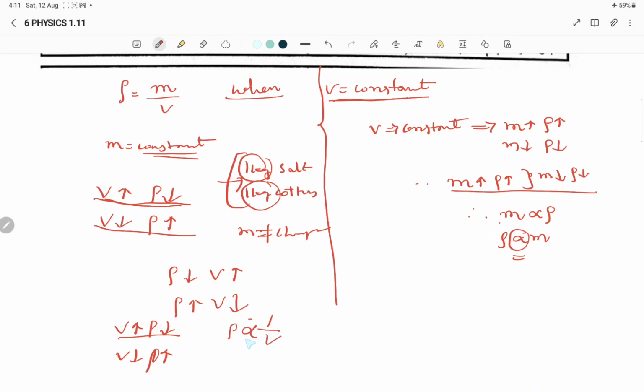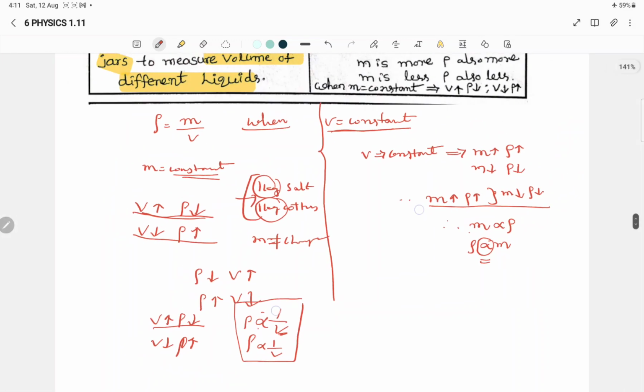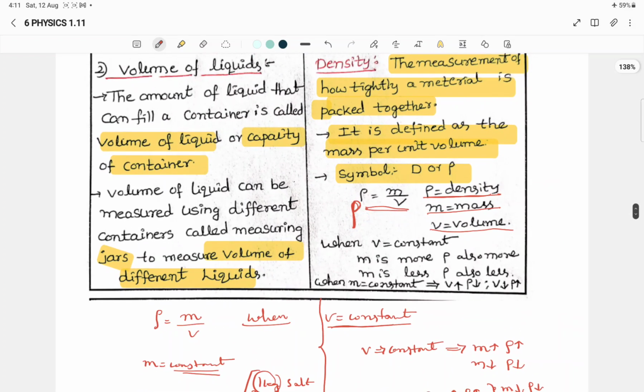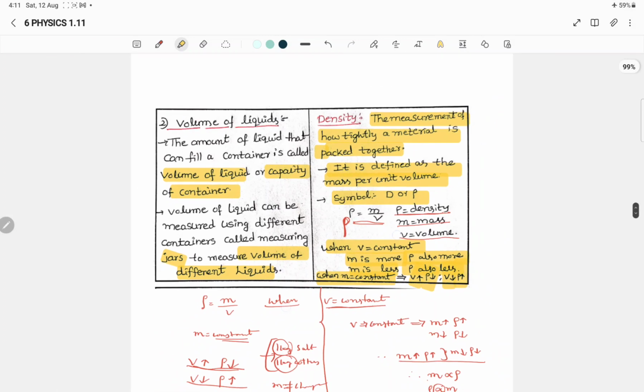Now, how to call this one? Inversely proportional to V. Rho is proportional to 1 by V. Both are the same. Okay, this is the relationship between density and volume when M is constant. In future classes you will learn more, don't worry. See here, when M is more, rho is also more. M is less, rho is also less. When M is constant and volume is high, rho will be low. Volume is low, rho will be high. Okay.